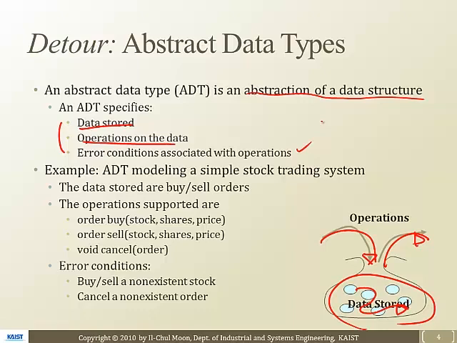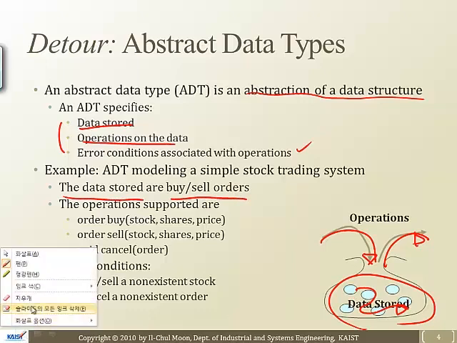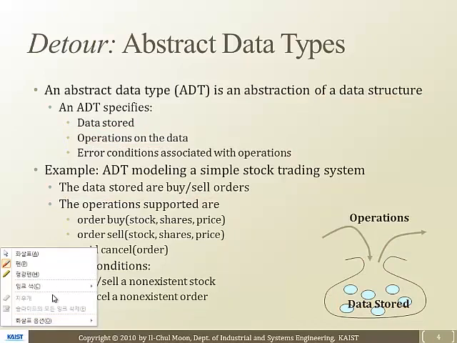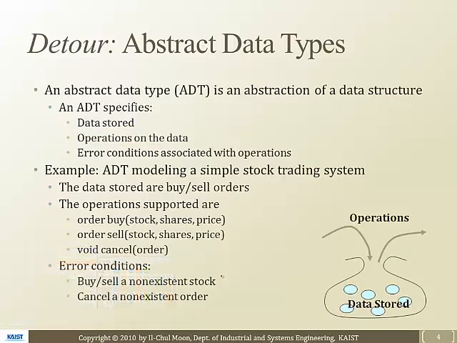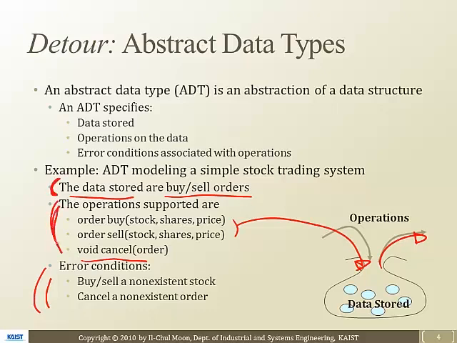An example is an ADT for modeling a simple stock trading system. The data should store buy or sell orders. The operations should support order buy and order sell, meaning we can put something in, and cancel, meaning we should be able to take something out. There are also error conditions, which we are not going to cover. But the data stored, what is stored and how to store or delete it, are the focus of our interest.